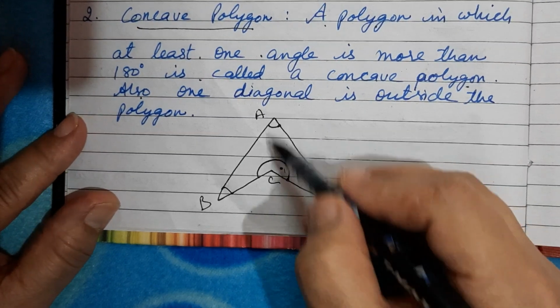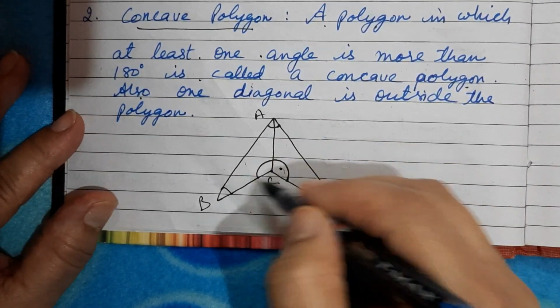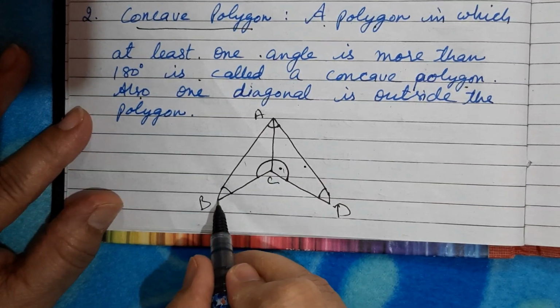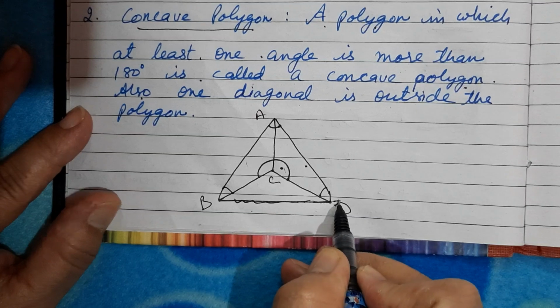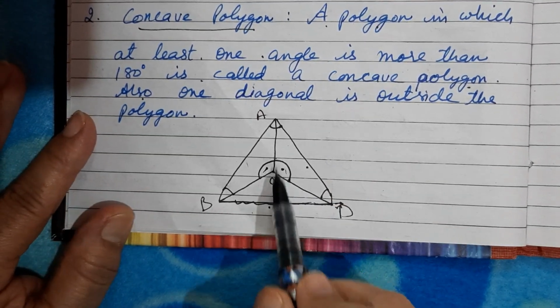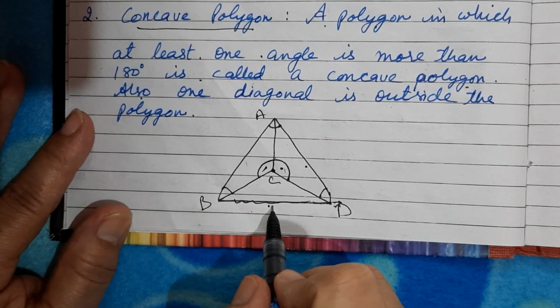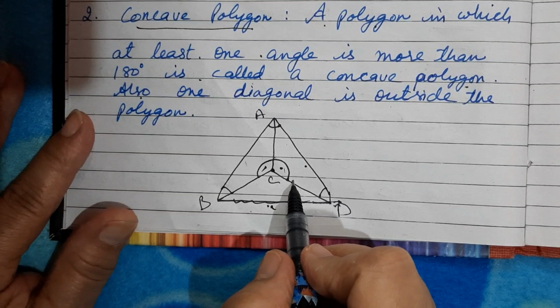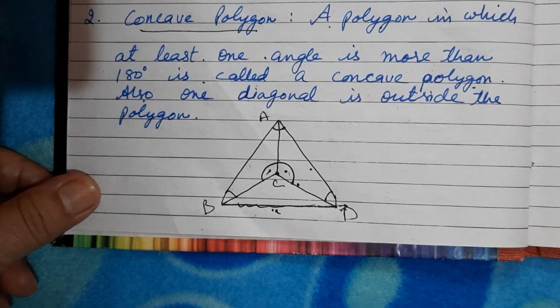And secondly, AC and BD were the diagonals. AC lies completely inside the polygon, but the second diagonal, which is BD, lies outside the polygon. So two conditions of angle and diagonal. Here one angle is more than 180 degrees and one diagonal lies outside the polygon. So this is a concave polygon. This is the difference between convex and concave.